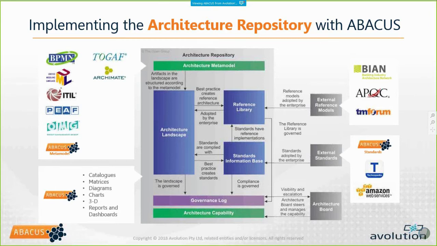the BIAN, the Banking Industry Architecture Network, that's a banking reference model. APQC is a whole set of business process models which span a whole range of different industry sectors, including things like defense, including things like insurance, including government functions. So you can take a look at that.